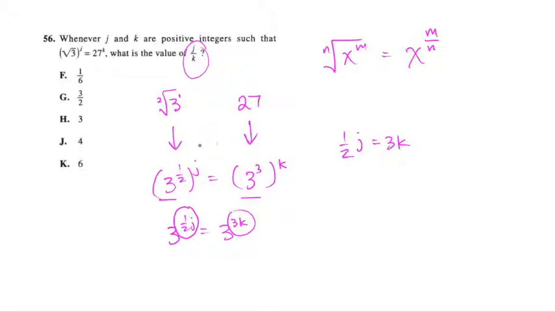Now what we want to do is manipulate that equation so that we have j and k on the same side, but j in the numerator and k in the denominator. We can do this in a couple steps. Let's bring that k over here. So now it's 1/2 j over k.